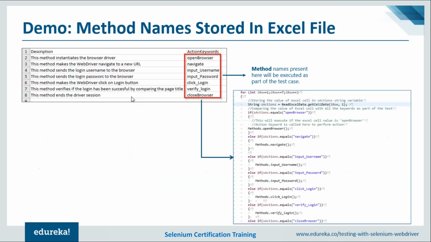And this is how it looks. I have 2 columns. One is description and the other is keywords. And these action keywords are my set of methods which I want to execute.